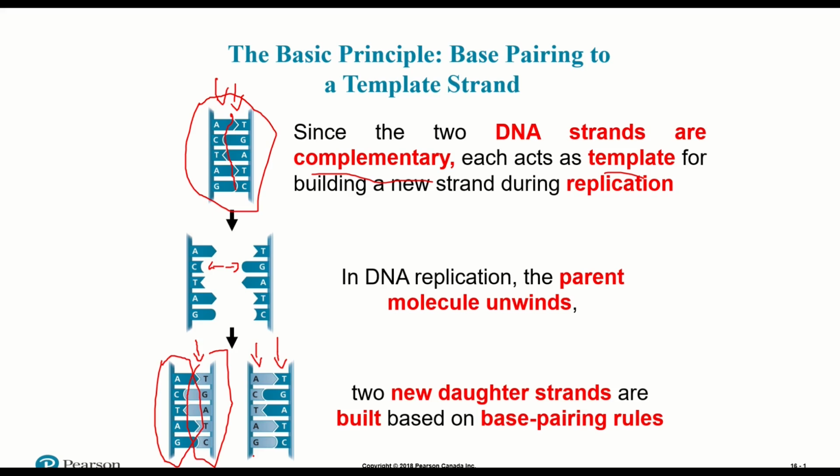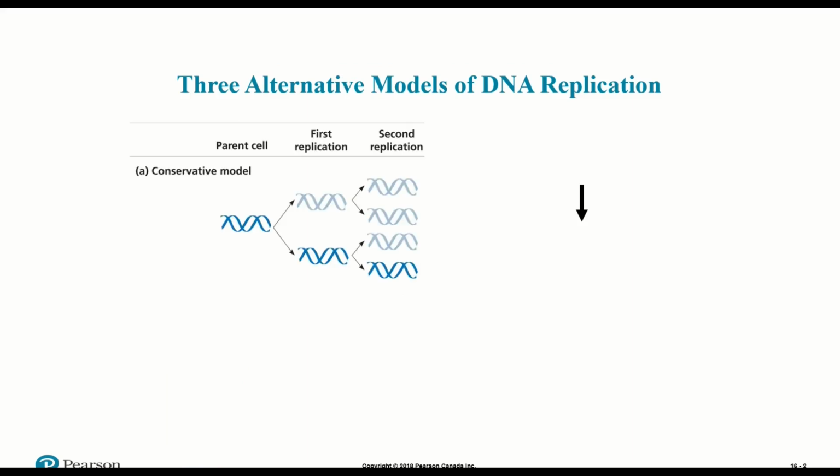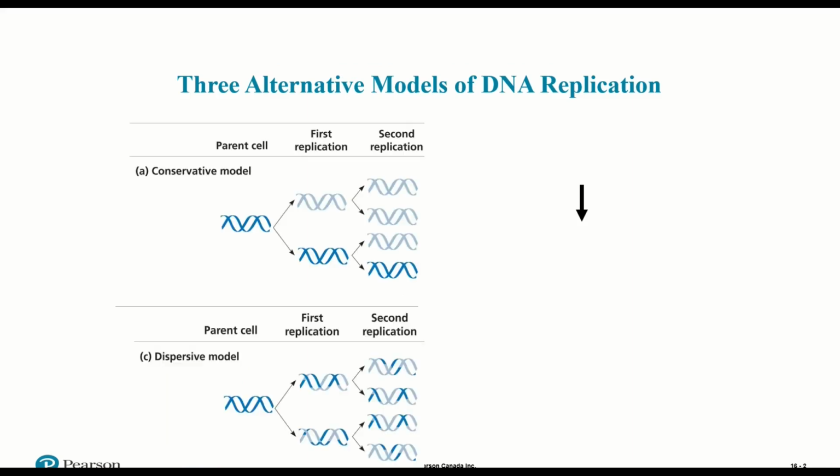Now that we know how DNA replication takes place, let me walk you through some of the experiments that allowed us to find that this was the correct model. In the beginning, there were three models. There was the conservative model, the dispersive model, and also the one that was right, the semi-conservative model, that I will discuss in the next slide. But let's talk first about the conservative model.